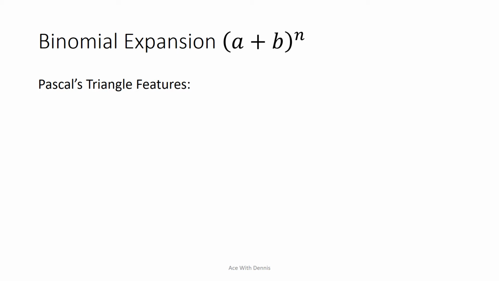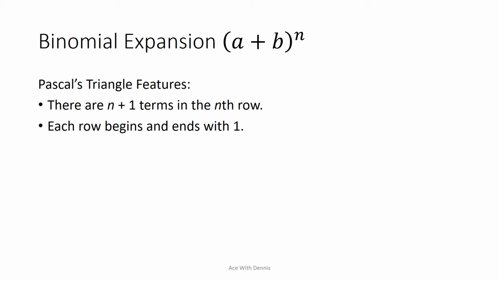Let's talk about the Pascal Triangle's features. The first one is there are n + 1 terms in the nth row. Let's say it is the third row, then there are 4 terms. If it is the 15th row, then we have 16 terms and so on. The next one, each row begins and ends with 1. If you observe carefully in the Pascal Triangle, each row begins with 1 and ends with 1.